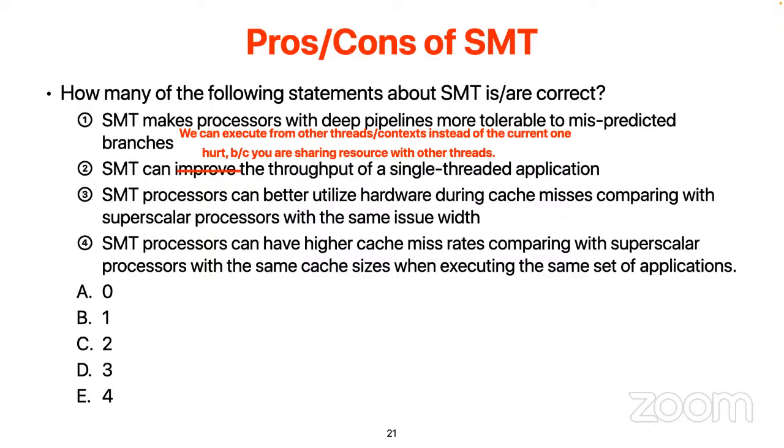How about the last one? SMT has a higher cache miss rate compared with a superscalar processor when executing the same set of applications. This is a difficult question. Is it difficult? What do you think?